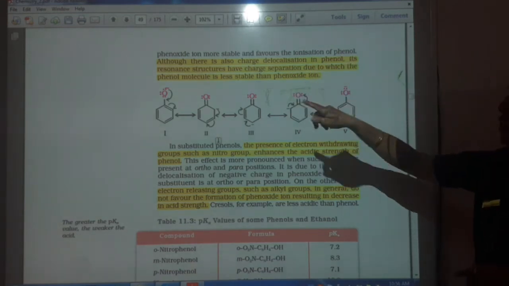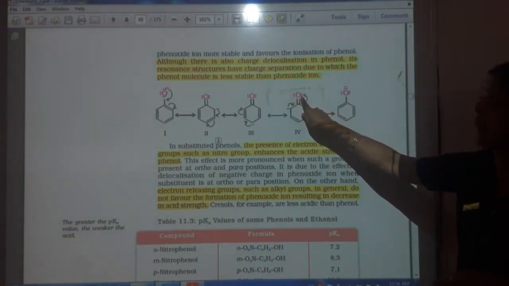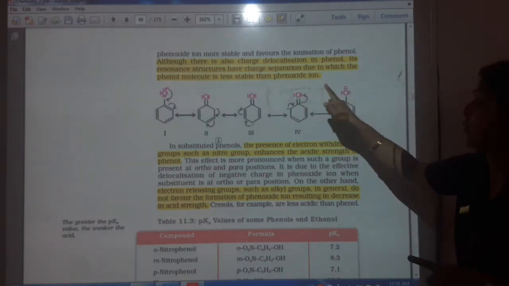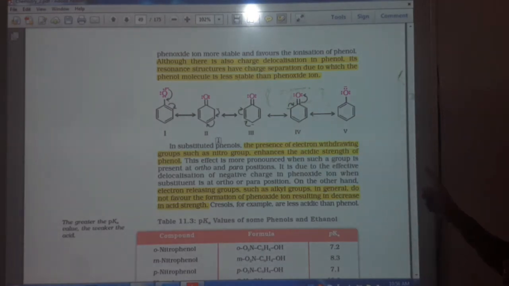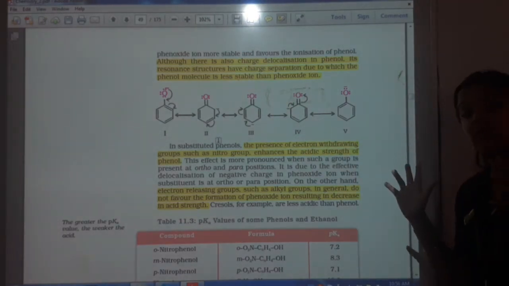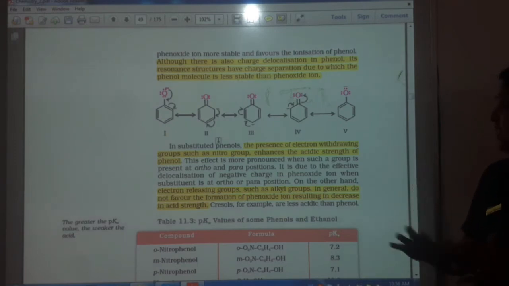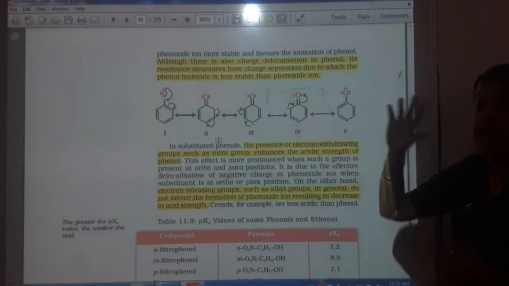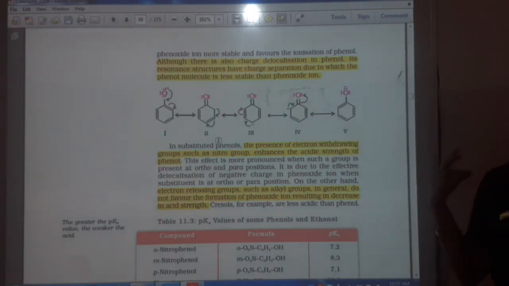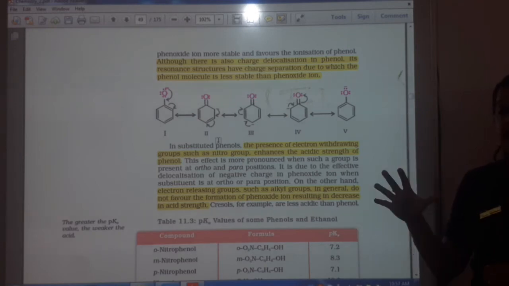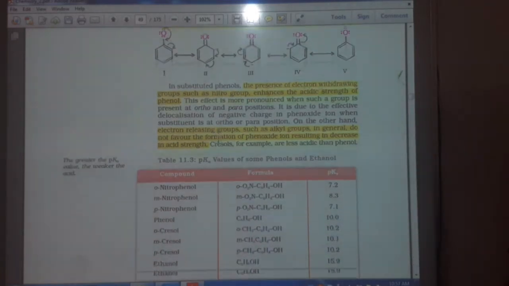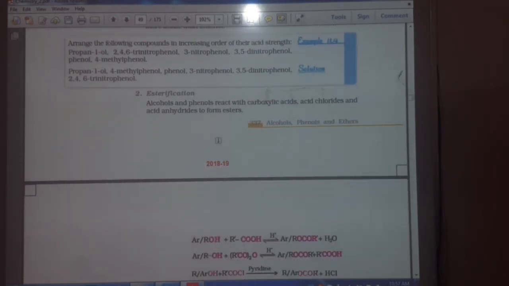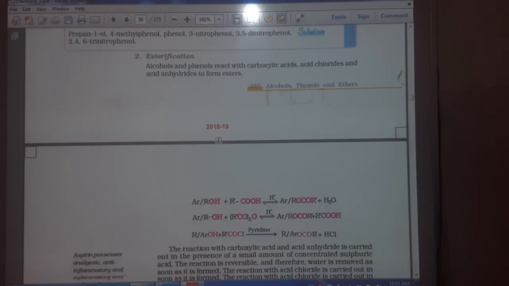Because of the charge separation here, if you see, there are two lone pairs of electrons, but there you have only one lone pair of electrons and a positive charge here, and a negative charge here, right? And in substituted phenols, where you have electron withdrawing groups and electron releasing groups, that affects the acidic strength. When there is an electron withdrawing group, the acidic strength increases. Whenever there is an electron releasing group, the acidic strength decreases. This is most important.